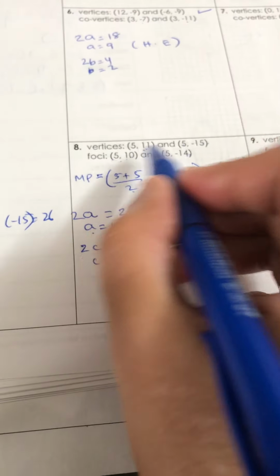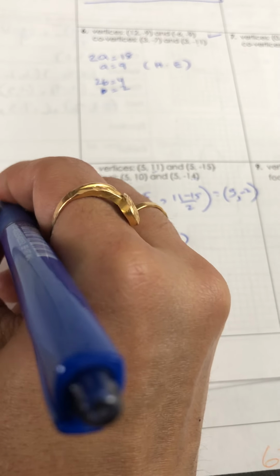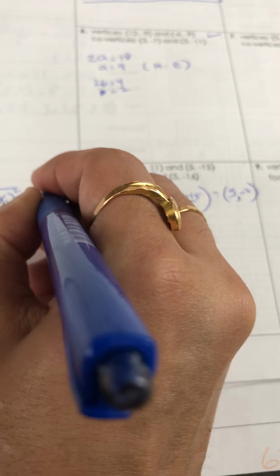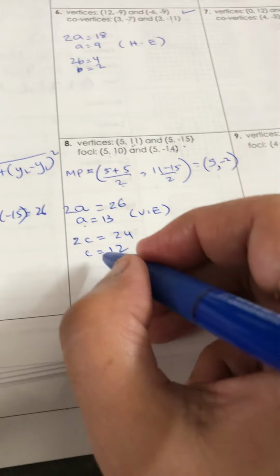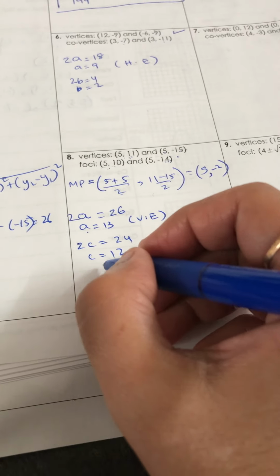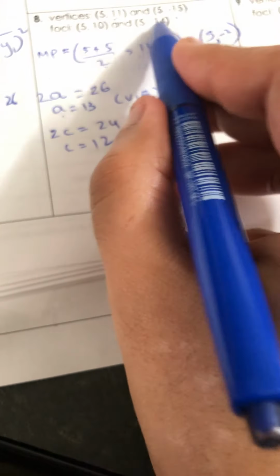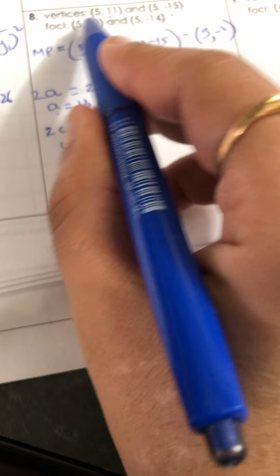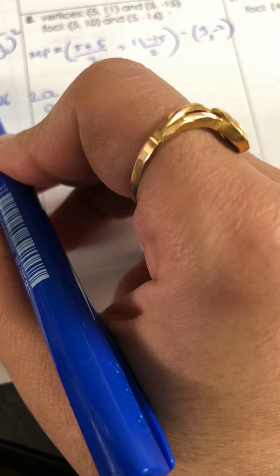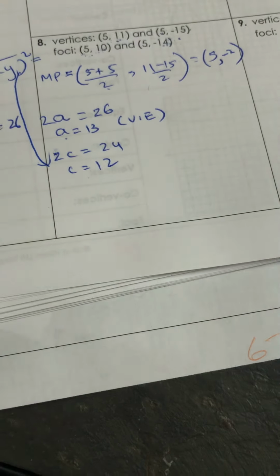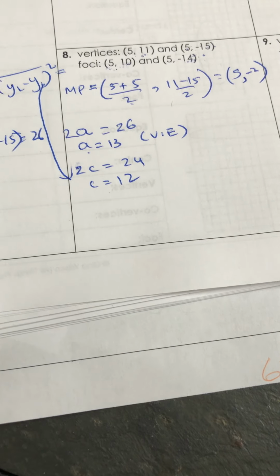You can also use the distance formula, x2 minus x1 whole squared plus y2 minus y1 whole squared, to find the distance between these two. It's going to be the same. C is 12. This is x1, y1, x2, y2. Plug it in and you'll find the distance. Either you use this formula, or you straight away subtract the y coordinates. It's going to end up the same thing.